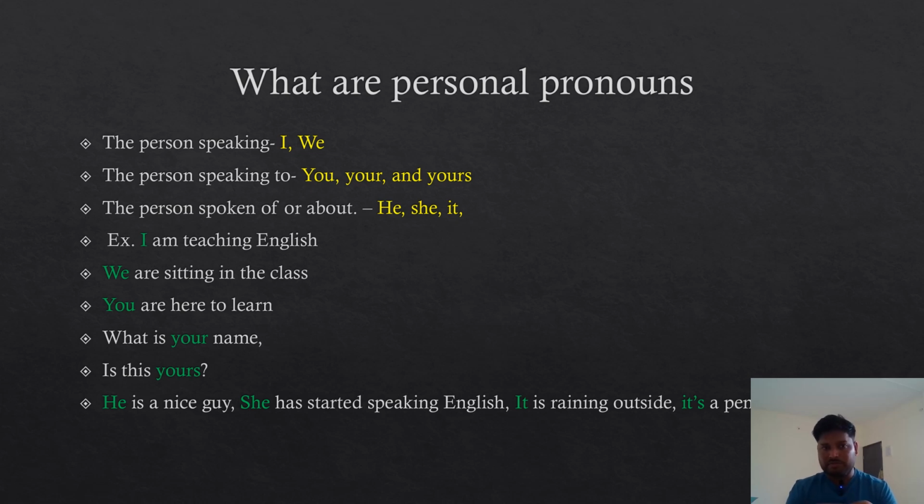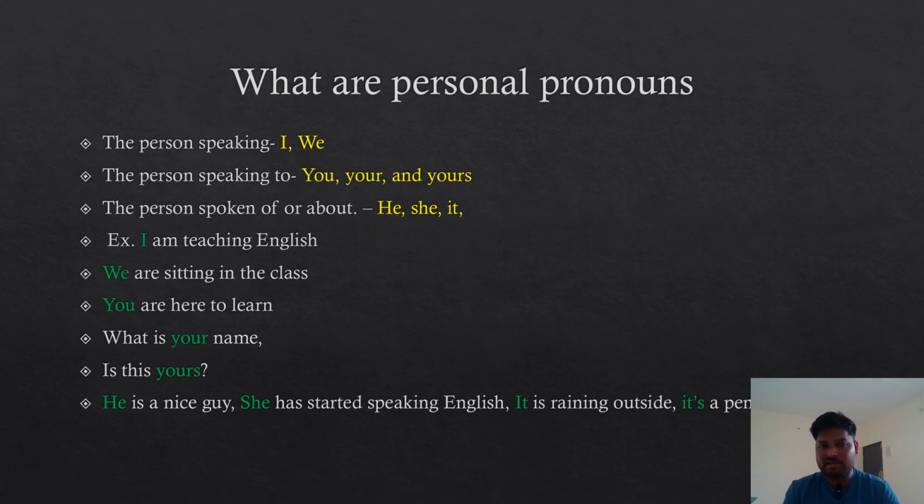Now, the third person pronoun. The person speaking is the first person. Right now, I'm speaking. The person spoken to means I'm speaking to you now, and the person spoken about means the conversation is taking place about something. So we are talking about English here. English is a subject. We'll be saying it's a subject. So it is the third person pronoun here.